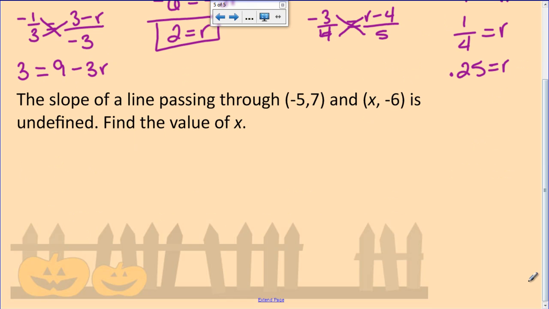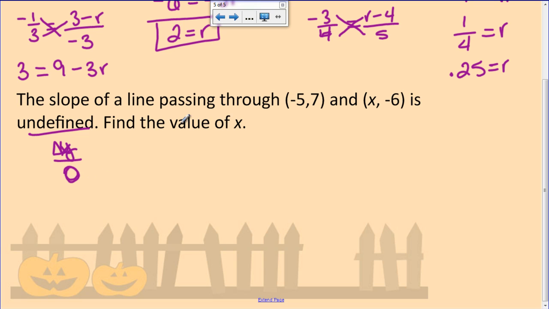This last question is on here because I think that I have harped on this enough over the last 3 videos. So the slope of a line passing through negative 5, 7 and x, negative 6 is undefined. We want to find the value of x. Well, if it is undefined, what do you know about its slope? The first thing you should know is that undefined means that its slope is going to be some number y over 0. Because it's going to be the change in y over 0, because the only way for it to be undefined is to divide by 0.